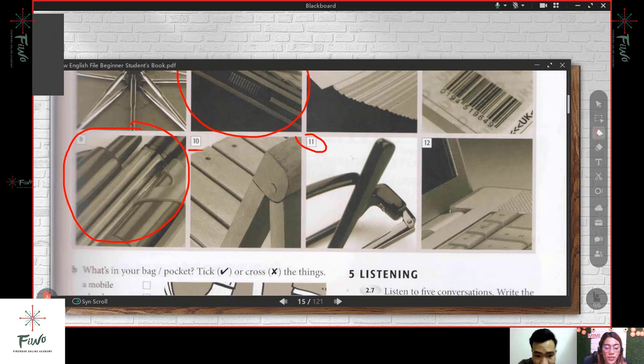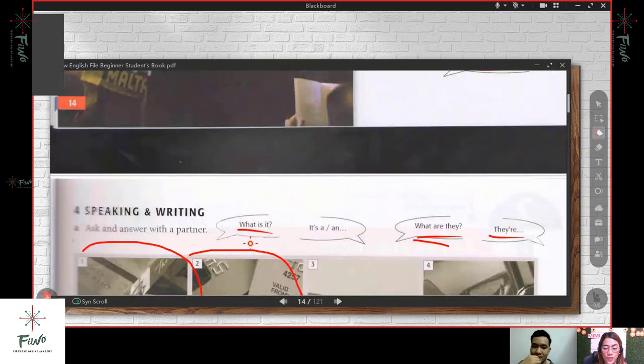Okay, you tell me, what's this? Glasses. Oh, yes. So the question is, what are they? So they are glasses. Okay. Good. Number 12. What is this? It's a laptop. All right. So I want you to say it again. What is it? Good. I want you to practice that question.